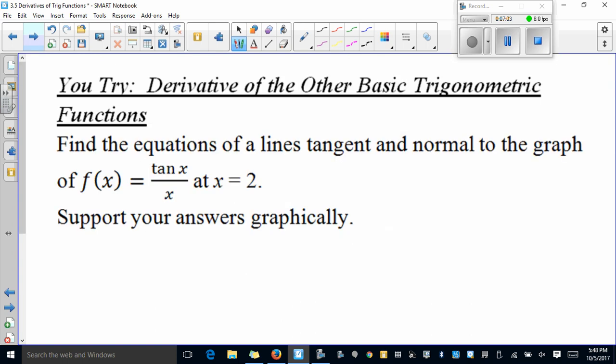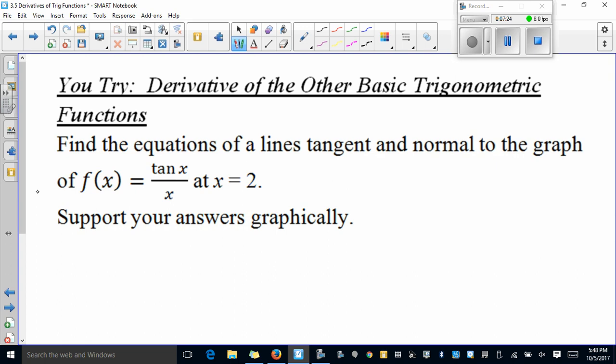Okay, so let's try another one. Find the equations of lines tangent and normal to this. Now, you guys had plenty of practice with the tangent and normal lines, but here's the big deal on this one: with trig, you get all these decimal values and you have to just be really careful, plus practice doing derivatives with trig.